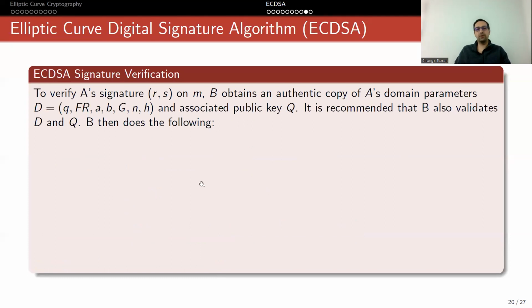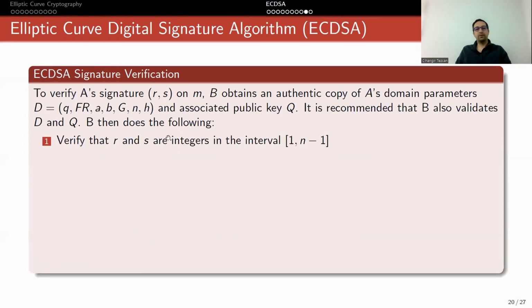So what they do is as follows. To verify A's signature R, S on M, B obtains an authentic copy of A's domain parameters, these, and the associated public key Q. It is recommended that B also validates D and Q. B then does the following. Validate it before doing operations, unlike the OpenSSL bug I just mentioned.